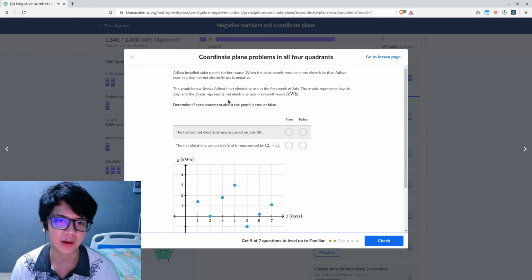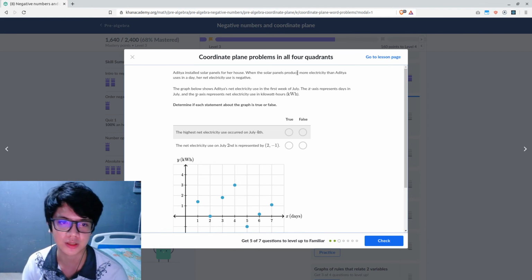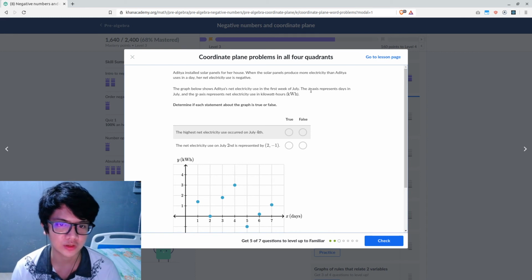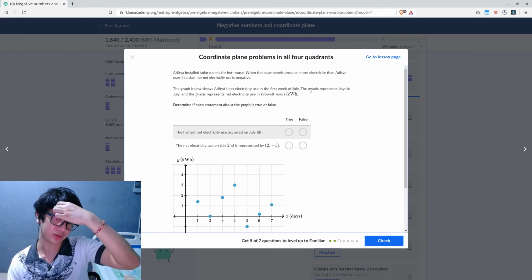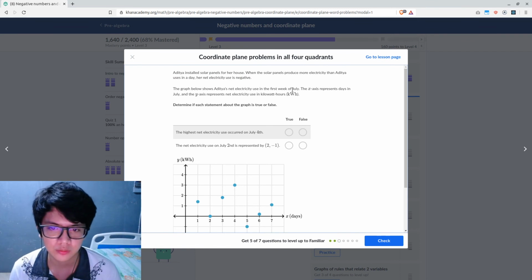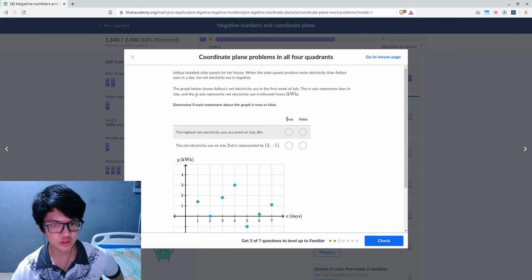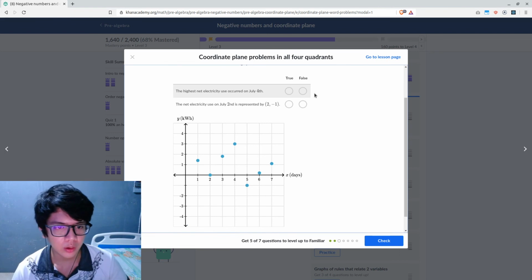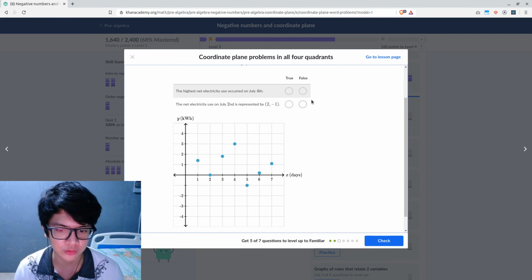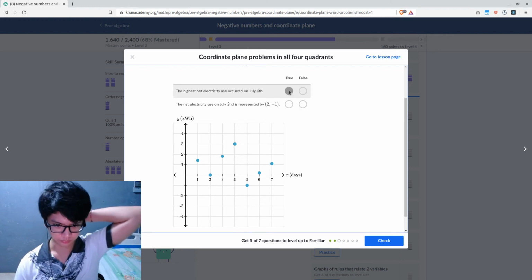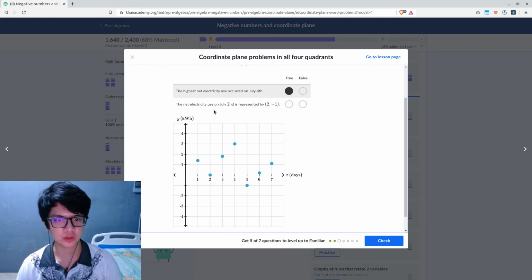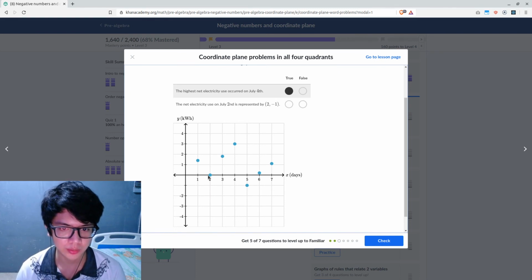Aditya installed solar panels for her house, and the solar panels produce more than she uses, so net electricity is negative. The graph below shows days in July and kilowatts. Decide if each statement is true about the graph. The highest net electricity occurred on the 4th of July. 4th. Okay, it's true. The net electricity used on 2nd July is represented by 2 negative. No!